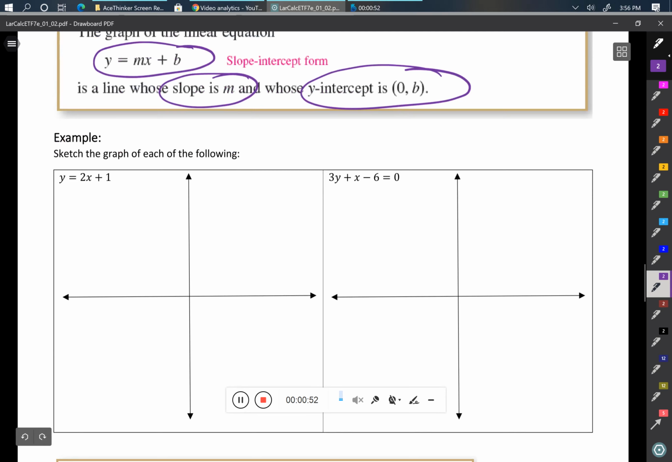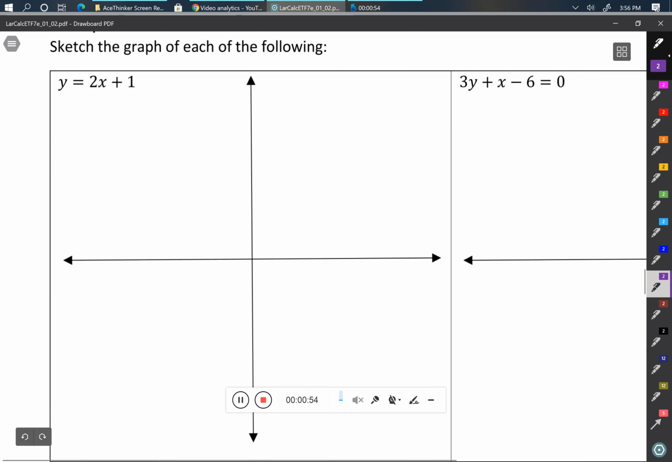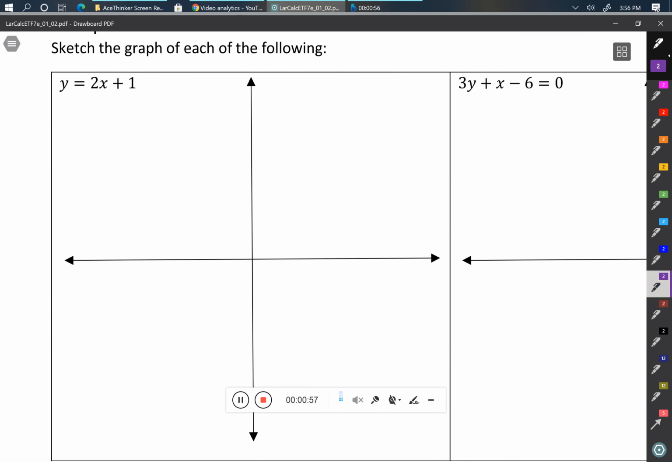For example, down here, if I take a look at this first one on the left, my job is to sketch the graph of each of the following, and this one in this case is y equals 2x plus 1. Since the equation is already in slope-intercept form for me, I can just read right off of it and know that my slope is 2 and that my b is 1. That means that my y-intercept is the point (0, 1).